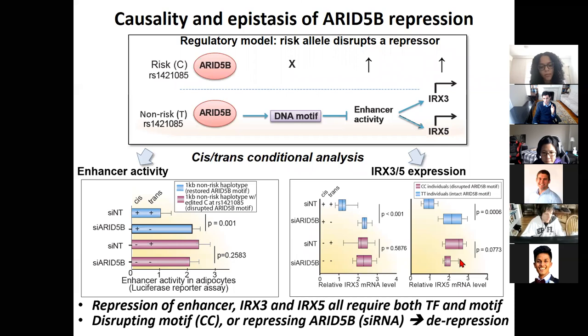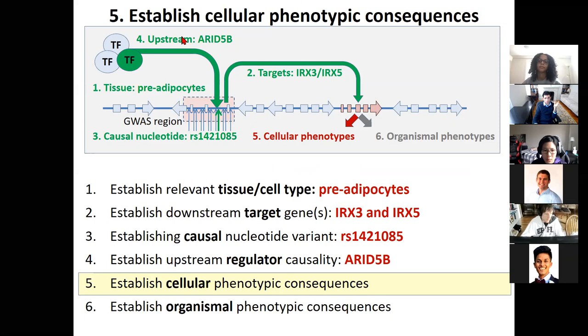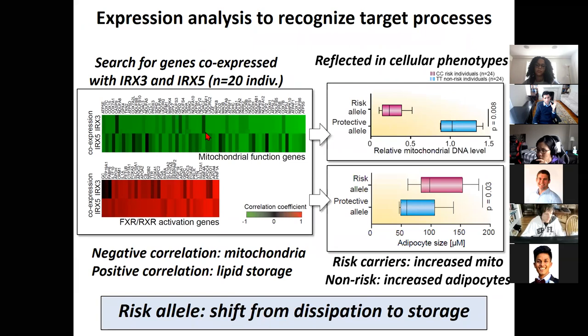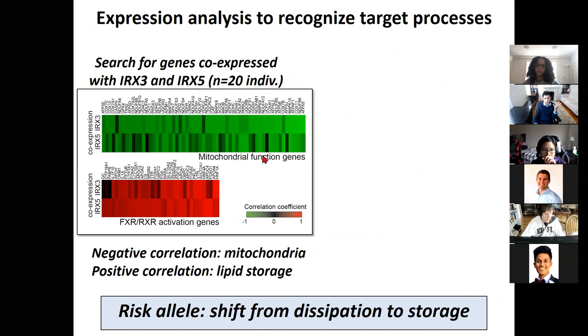So that gives us the target genes, the upstream regulators, the tissue, and the causal nucleotide. The last question is the cellular and the organismal phenotypes. So how do we bridge that gap between genetic variation and disease by looking at these intermediate effects? And what we found is that IRX3 and IRX5 were in fact correlated with both mitochondrial function and with lipid metabolism. The lipid metabolism genes were positively correlated, suggesting that increased expression of IRX3 and IRX5 was associated with lipid metabolism, but decreased expression was associated with mitochondrial function.